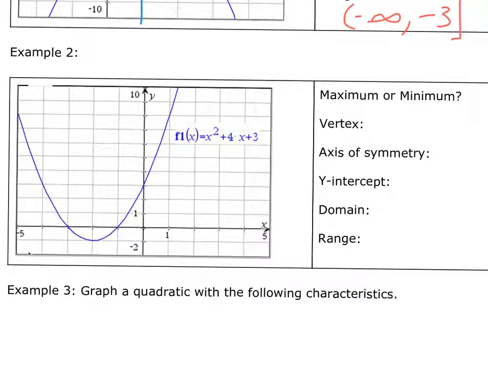You ready? So my parabola, is it pointing up or pointing down? It's pointing up, so it has a bottom, right? So we have a minimum. So where is that vertex located? -2, -1. Very good. My axis of symmetry is going to be x equals -2.